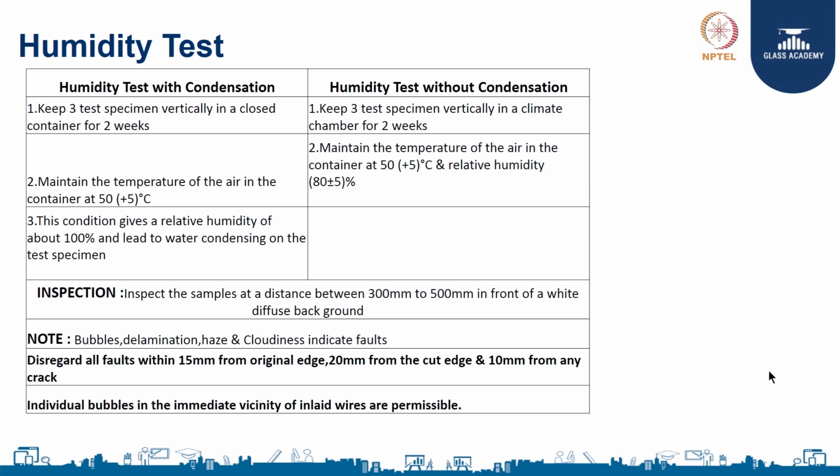Bubbles, delamination, haze and cloudiness indicate faults. We have to disregard all faults within 15 millimeter from the original edge, 20 millimeter from the cut edge and 10 millimeter from any crack. Individual bubbles in the immediate vicinity of the inlaid wires are permissible.